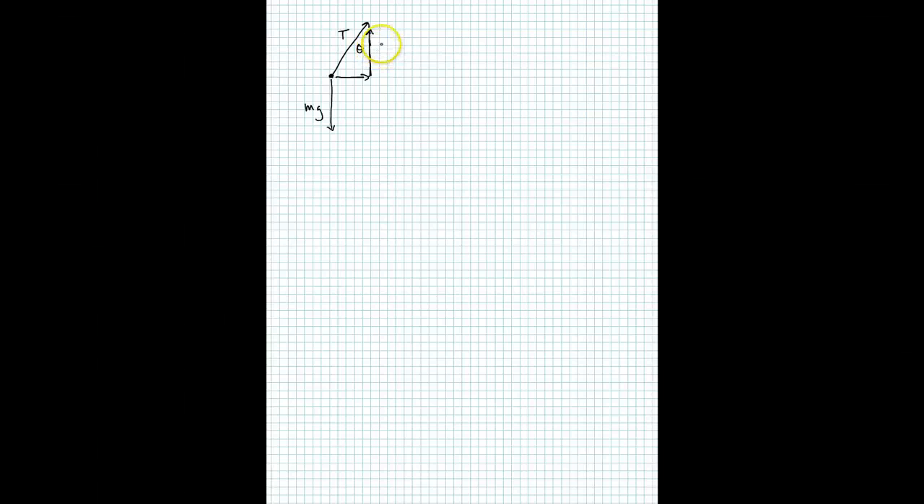So this is the angle, and the component closest to the angle is the cosine. This one's opposite the angle, so it's the sine component. I'm going to call up and right positive. I'm going to write my F-net equations. So it's T sine theta here, and in the y dimension it's T cosine theta minus mg.